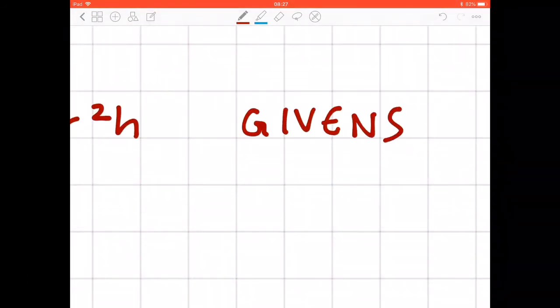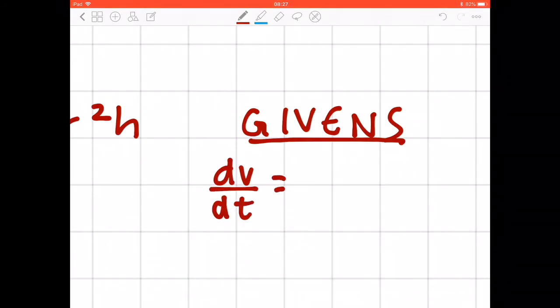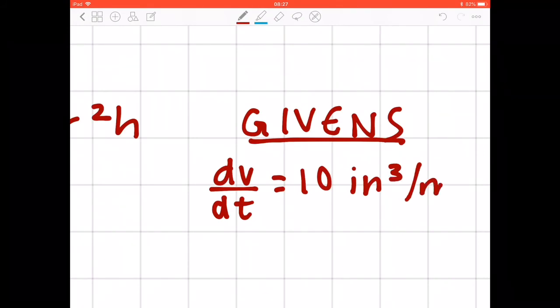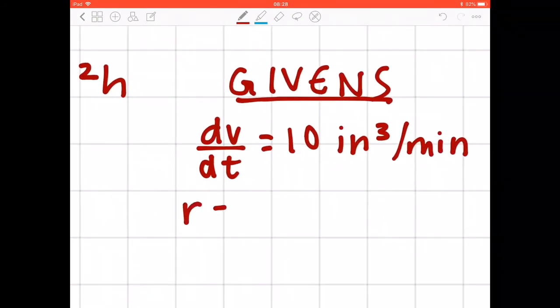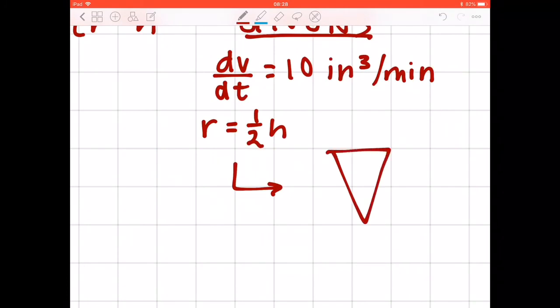The givens for this question are dV over dt equals -10. Yep, that's negative because it's decreasing. R equals 1/2 h. So we got this equation by comparing similar triangles. We got these triangles from looking at a cross-section in the cone.